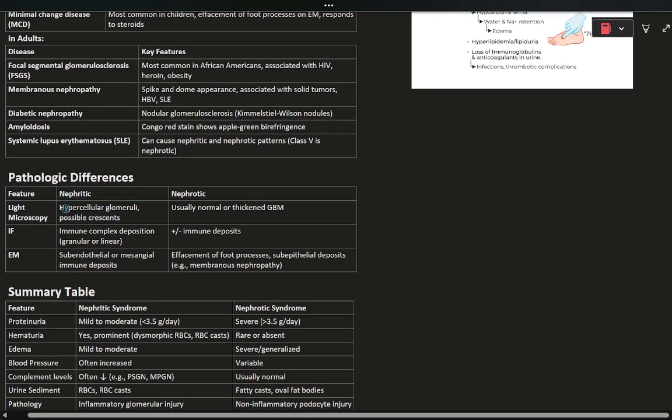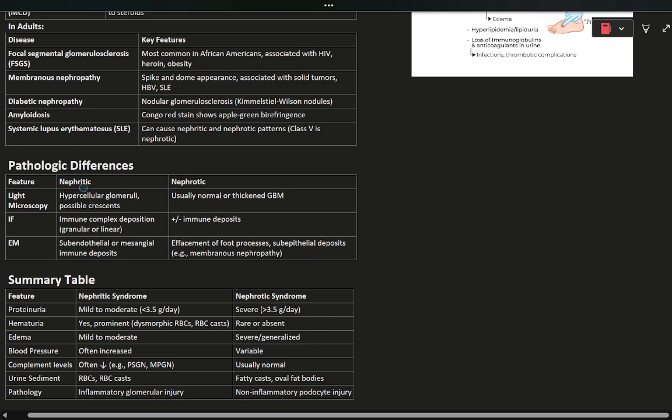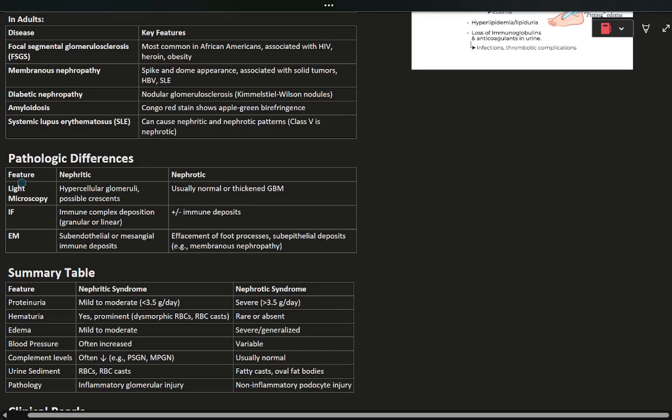And then let's break down some pathologic differences. So for light microscopy, you'll see hypercellular glomeruli and possible crescent shape formation in nephritic syndrome. While for nephrotic syndrome, light microscopy appearance of the biopsy usually appears normal, or sometimes the glomerular basement membrane can be thickened.